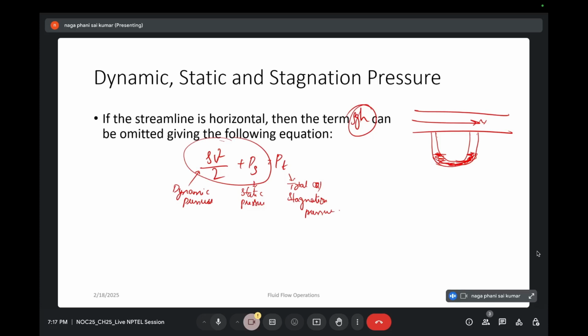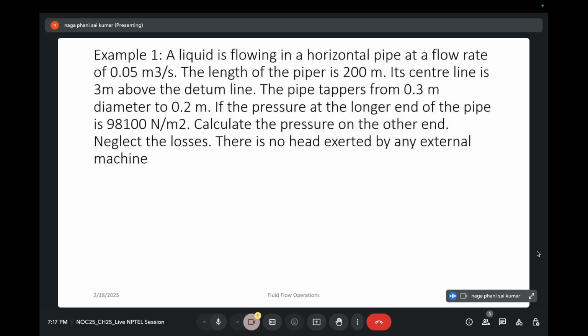So this is fine, dynamic, static and stagnation pressures. Let's take an example. A liquid is flowing in a horizontal pipe at a flow rate of 0.05 meter cube per second. The length of the pipe is 200 meters. Its center is 3 meters above the bottom line. The pipe tapers from 0.3 meters diameter to 0.2 meters. If the pressure at the larger end of the pipeline is 98100 Newton per meter square, calculate the pressure at the other end. Neglect the losses.